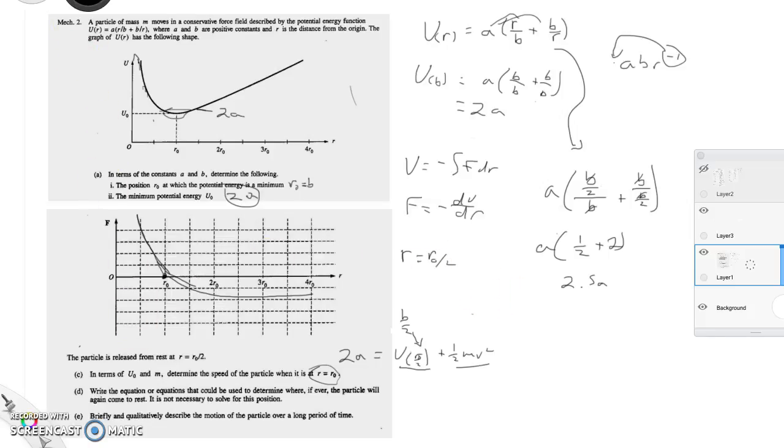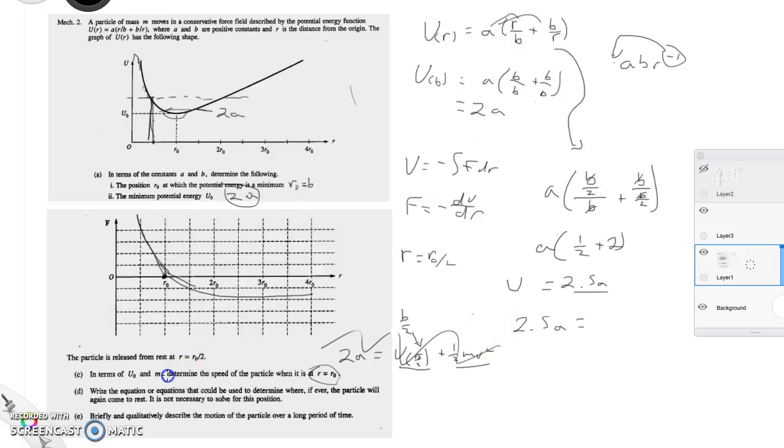Okay, sorry, I messed up the equation. What we're saying is this. We have the total energy, this much total energy, at that point, because this is where it's released from. So it's released from right here, which means it has about this much energy, which means it can oscillate back and forth between here and here. And we just found by substituting B over 2 what this energy level is. And so the total energy of this particle here is 2.5A.